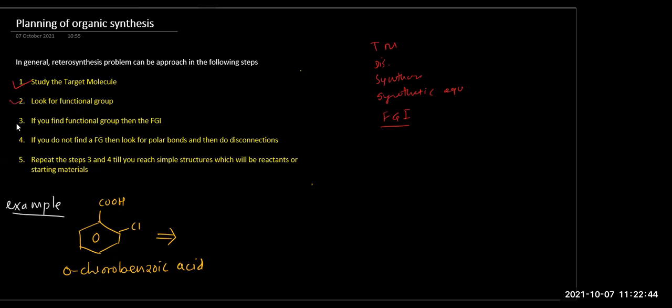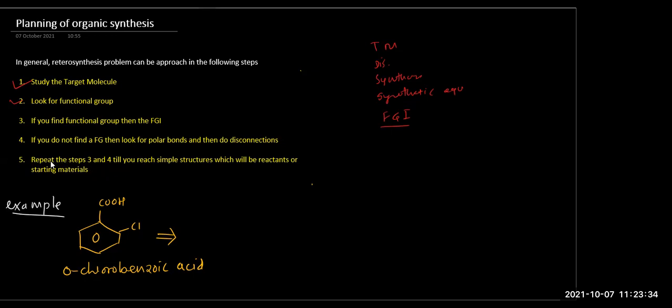If you find there are some functional groups, then you should go for FGI, that is, functional group interconversion. Suppose you don't find any functional group, then look for the polar bonds in the molecule and do the disconnections. There are different types of disconnection. If there is a functional group, you can convert it into another functional group by applying FGI. If you don't find a functional group in the molecule, you should go for the polar bonds present in the molecule and do the disconnection on that.